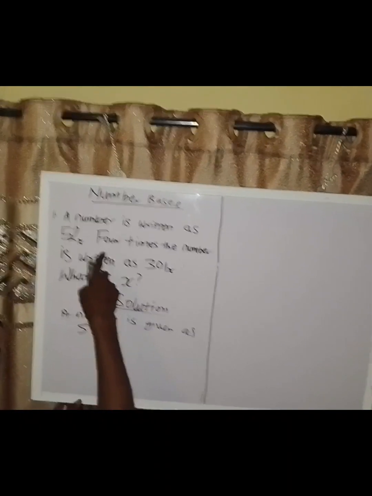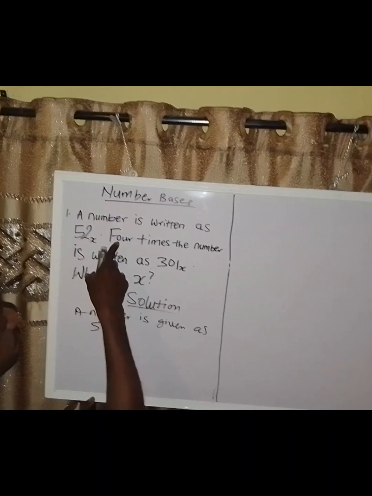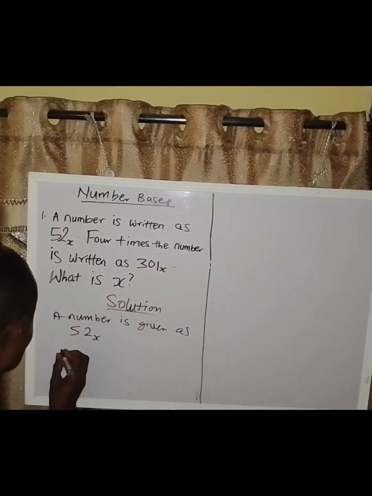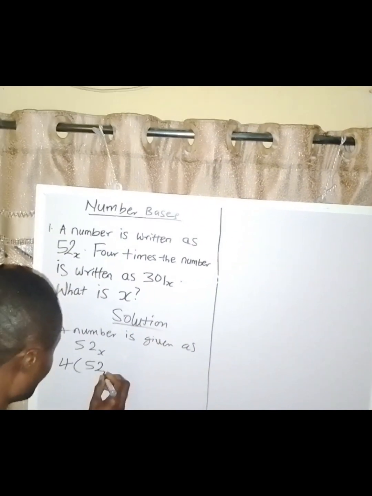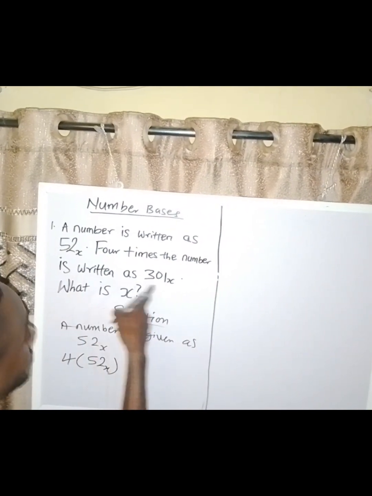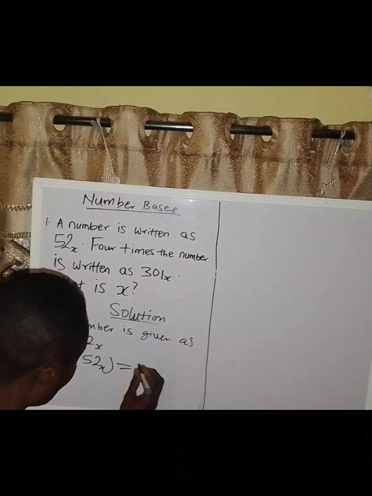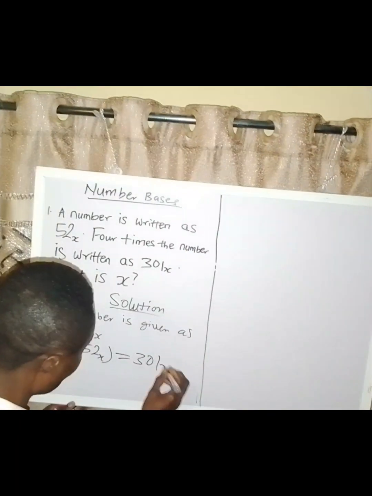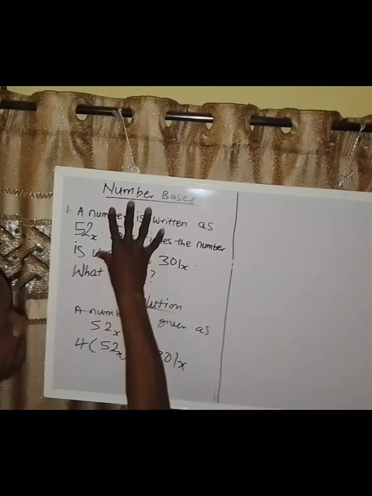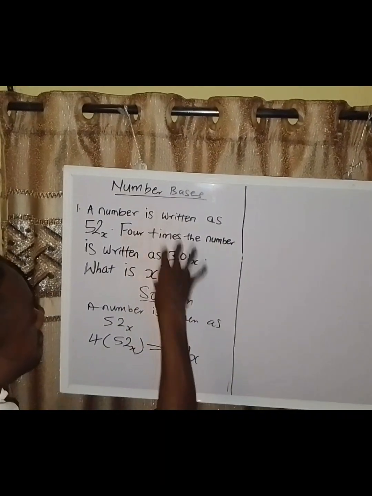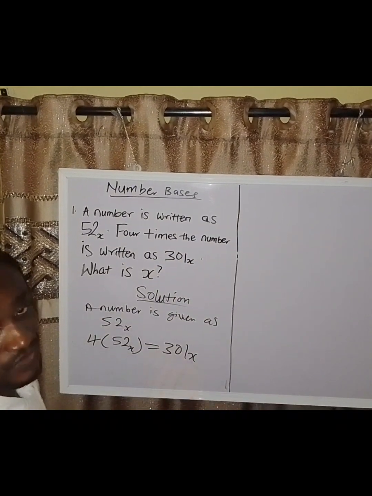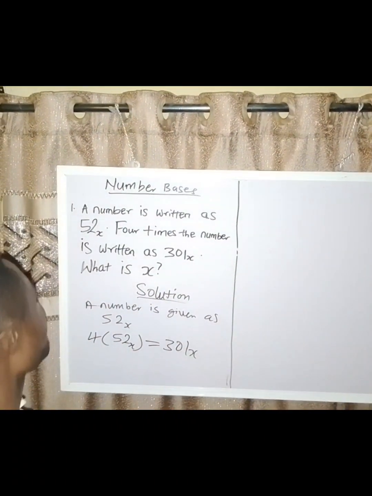Then if you read further, the question says 4 times the number. Talking about 4 multiplied by this number in base x. That gives us a new number, which is 301 in base x. Simple. Now, this is a mathematical statement. So the first thing you need to do is use the statement to extract mathematical equations from it. And that is what we have done so far.